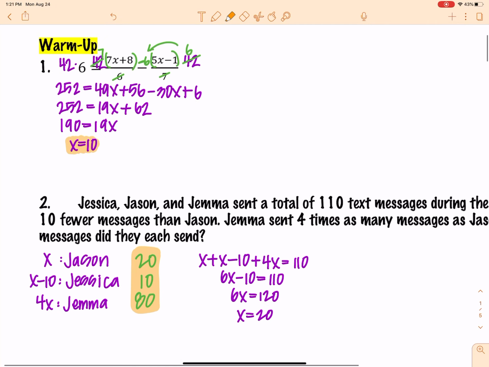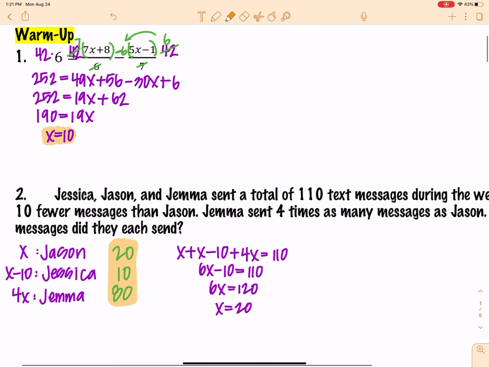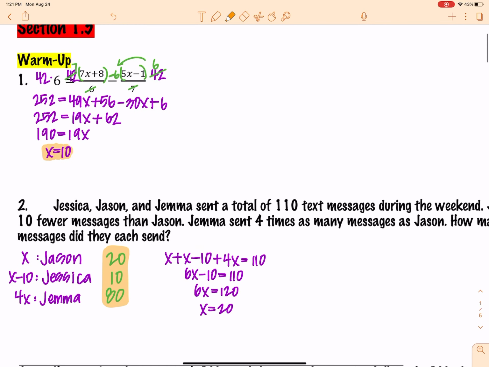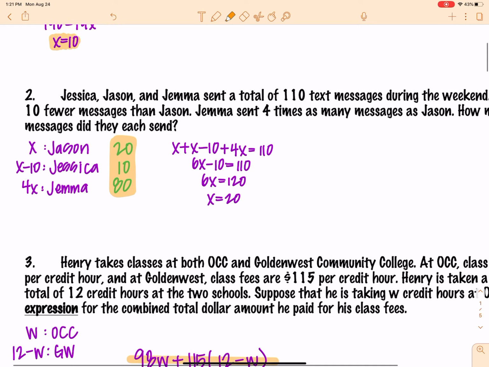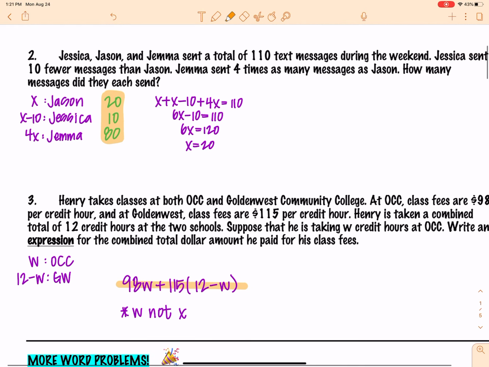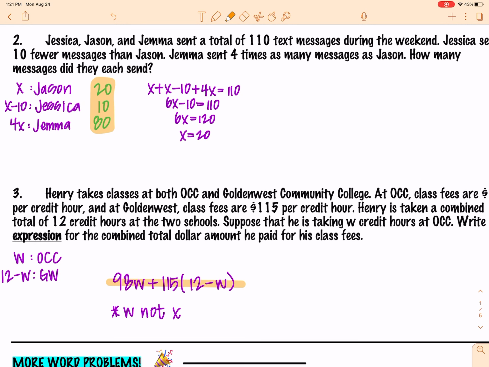Number two is a word problem. So you should have put X as Jason, and everything kind of comes after that. And then you should get the three numbers 20, 10, and 80 as your final answer. And then lastly, you should get this expression for the combined total dollar amount Henry paid for his class fees.